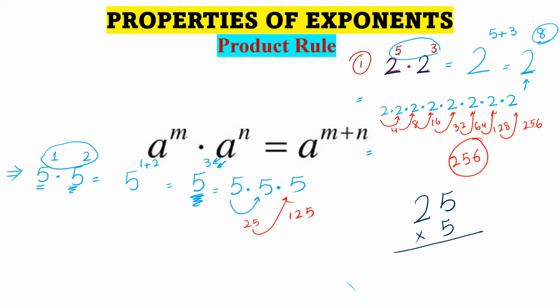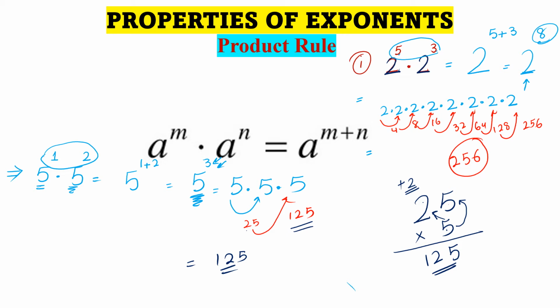Okay, how to multiply? Multiply this 5 by 5. So 5 times 5, 25. Write the 5 down and make a carry 2. Now multiply 5 by 2, 10, and add this 2. So 10 plus 2 gives you 12. So can you see? The answer is 125.